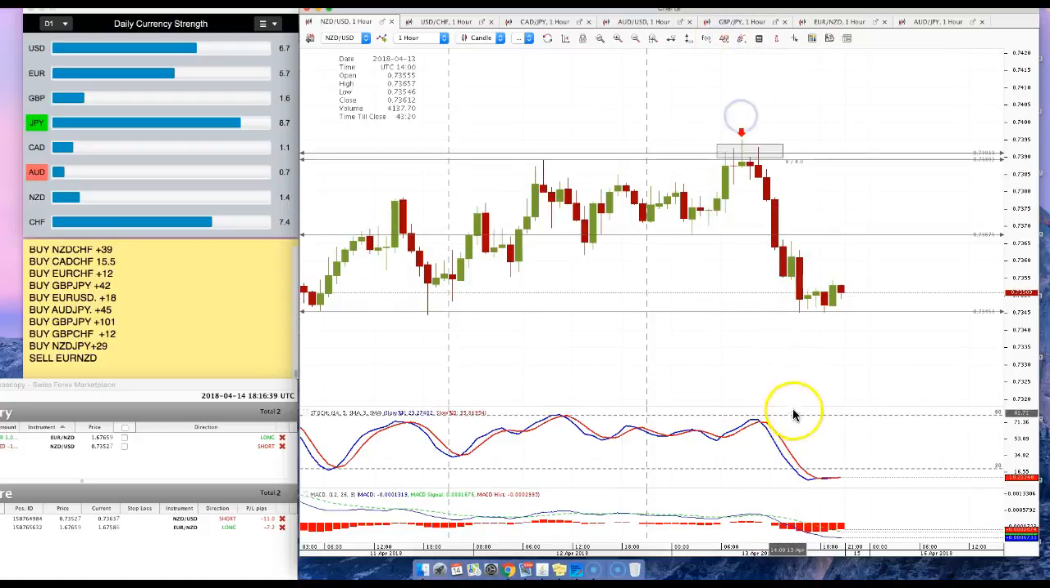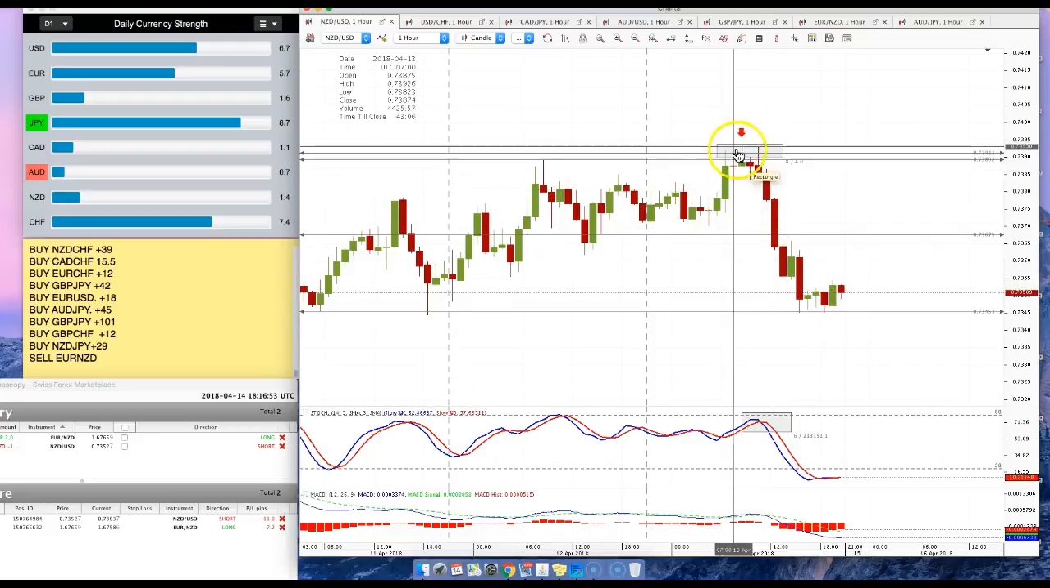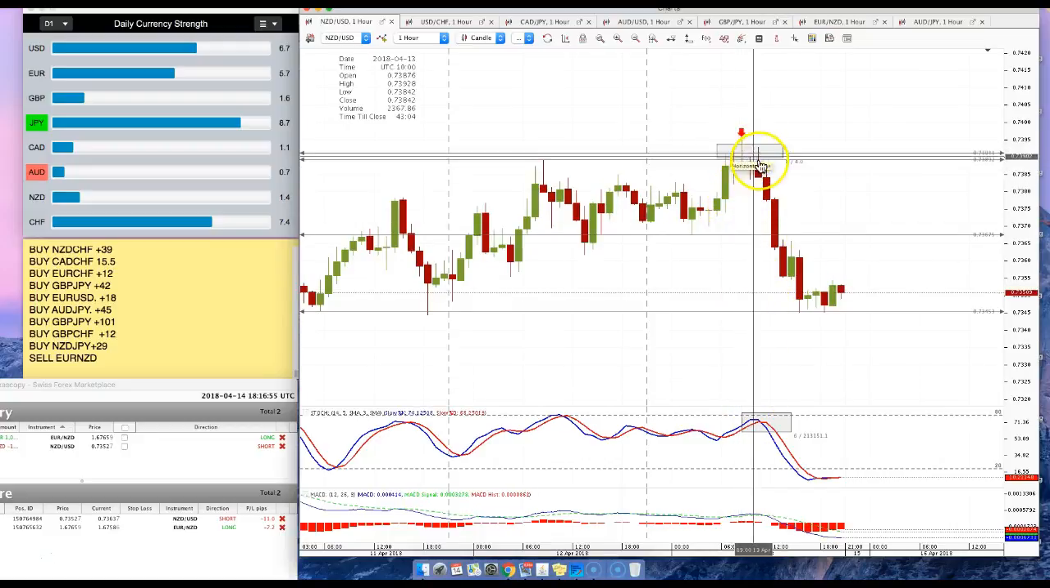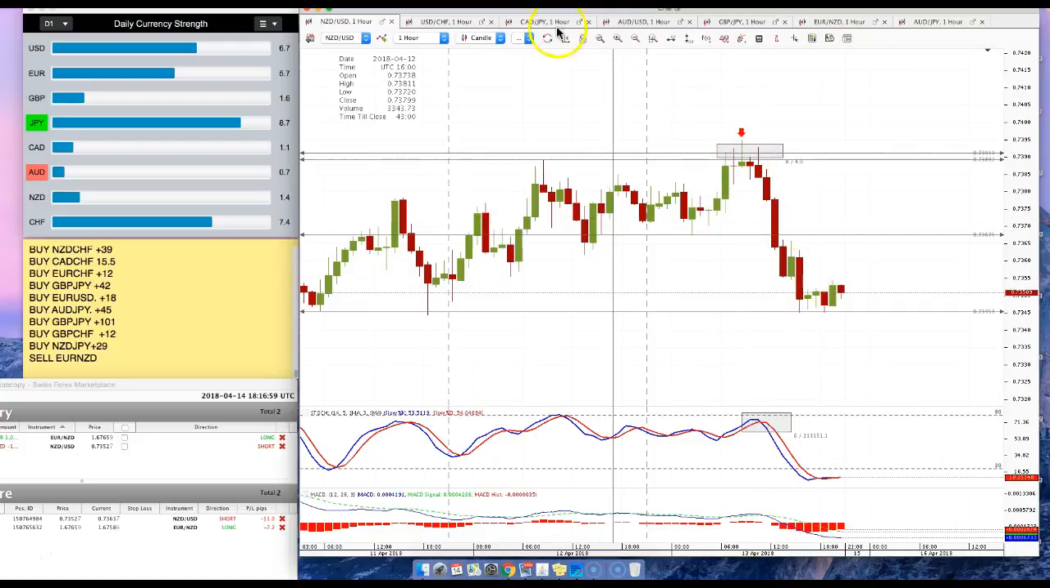Now, of course, you need stochastics to be overbought when you have candlestick patterns. Stochastics needs to match or support the candlestick patterns. So anytime you see stochastics is overbought, look for candlestick patterns telling us that the market most likely is going to retrace, and that's what happened here. Okay. Let's look at some other pairs.